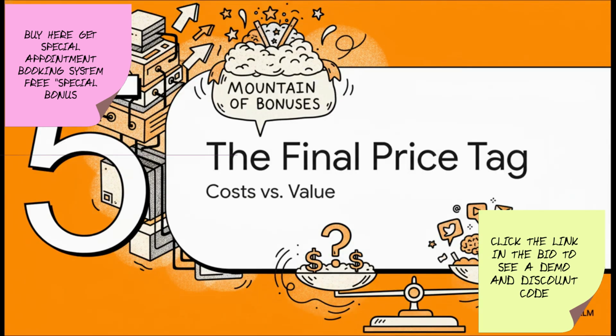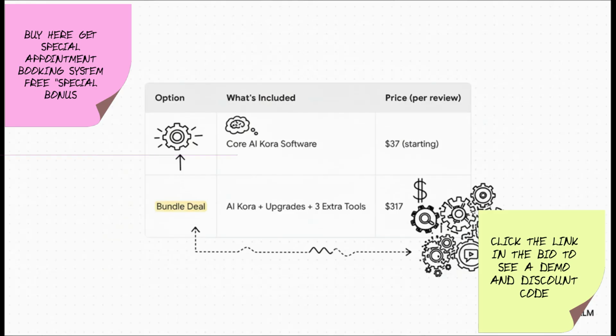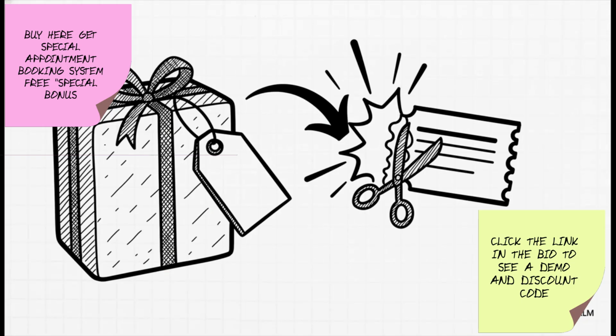So with this software, all the upsells, and that absolute mountain of bonuses, what is the final price tag? Let's dig into the numbers that the review laid out. So the review presents two main paths you can take. The basic software starts at just $37. Or you can go for the bundle deal for $317, which gets you the main software, all the upgrades, and 3 extra AI tools.